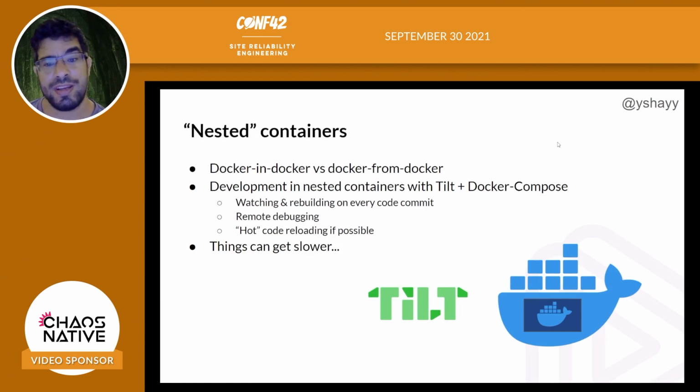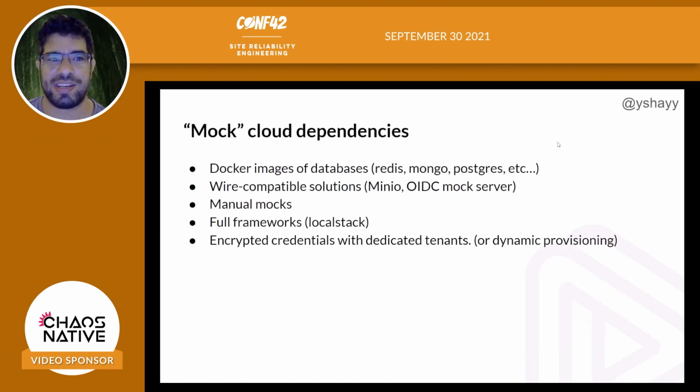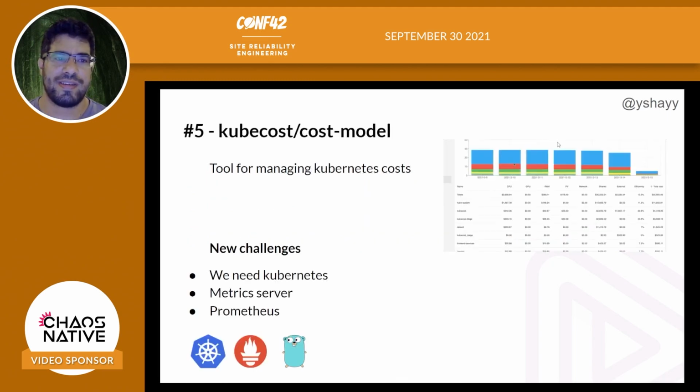Everything works. It can be a bit slower because we are running inside containers that also run inside a container. Tweak also uses the practice of mocking cloud dependencies to work properly. So we have Docker images of a database, we have wire-compatible solutions like Minio or the OIDC mock server. Other tricks you can use to mock cloud dependencies can be manual mocks or full frameworks, like LocalStack.